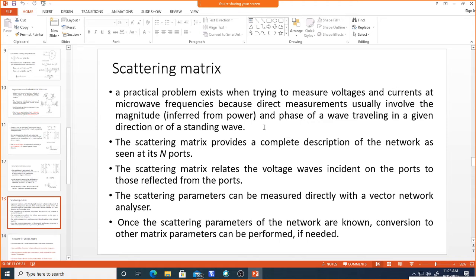Okay, direct measurement is similar to your lower frequency circuits, where we can directly give the signal generated from the signal generator to the oscilloscope and measure the voltage and current. But it is not possible at higher frequencies, because these voltages and currents are derived from the power. So why is it from power? Because the measuring device is designed in terms of power.